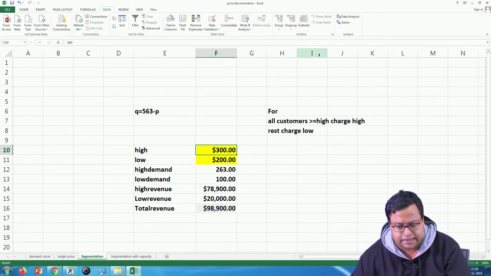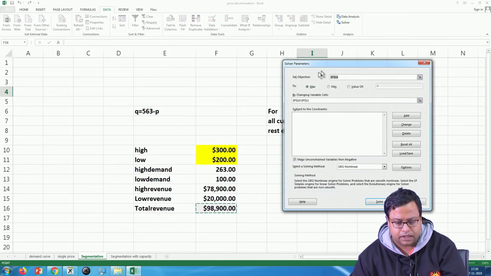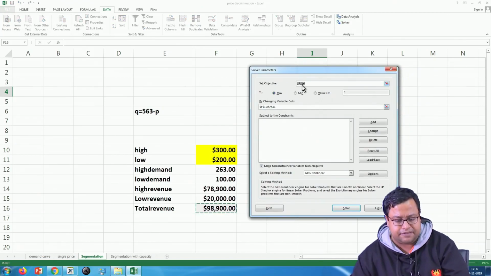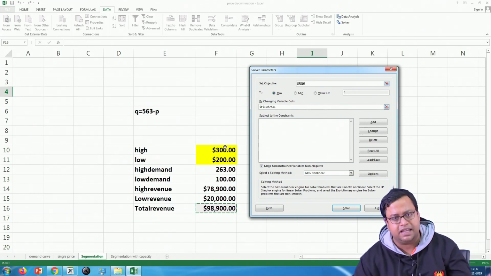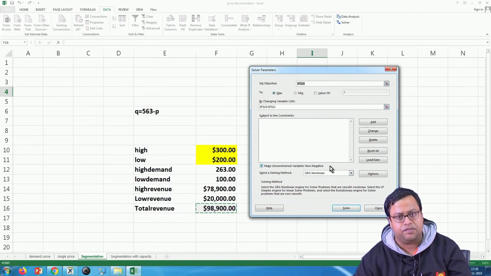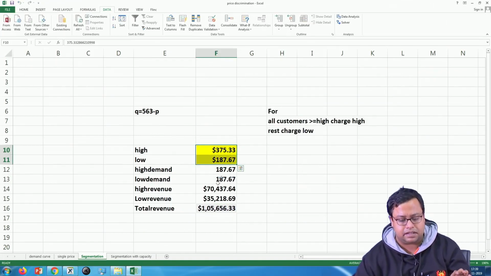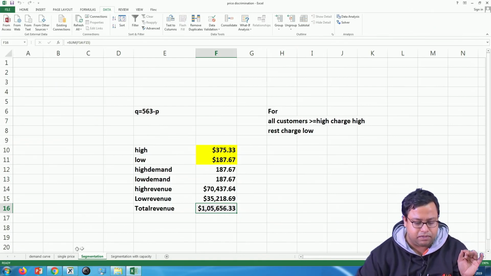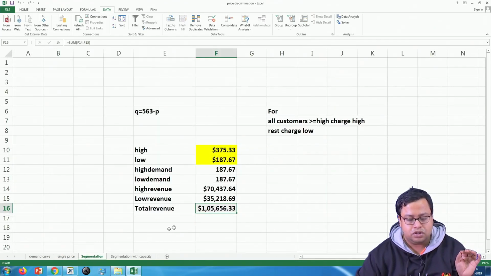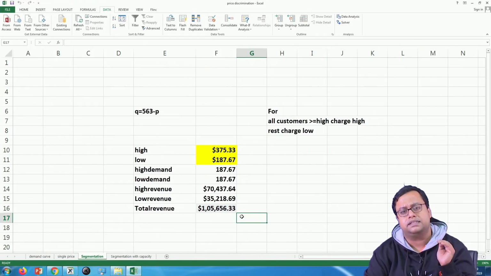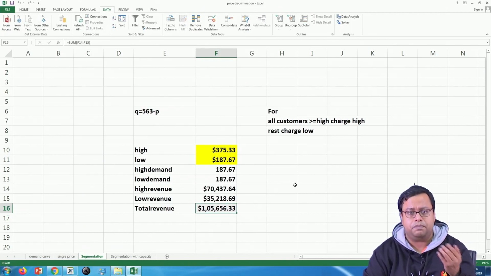Now, given this situation, if I try to solve it, what am I doing here? I am maximizing F16 by changing F10 and F11, the high price and low price. These are the two variables, all other values are dependent on these, and you have to do unconstrained, non-negative. I try to solve this, and it quickly solves and gives me the price. One easy check is that the revenue is higher than before. It is almost 50 out of 70, that means almost 70% higher than the previous one. So, which is a big jump the moment I get this.